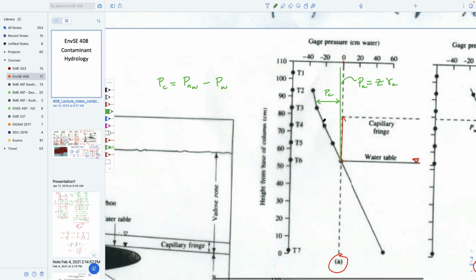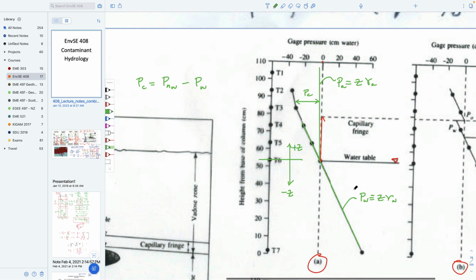And of course, the extension of this is just a straight line, that as you go down below the water table, the pressure builds as pressure of water is equal to Z gamma W. And I suppose this would be negative, right? This is negative Z as we define it. We'd use our fluid mechanics sign convention. So below the water table, this is negative Z, and above the water table, this is positive Z. Doesn't matter. You just need to use your intuition about what these would be.